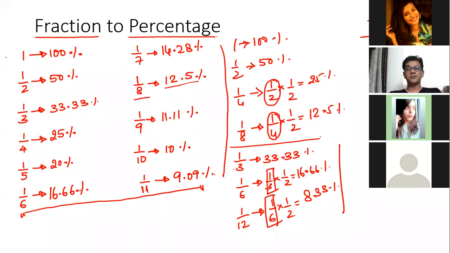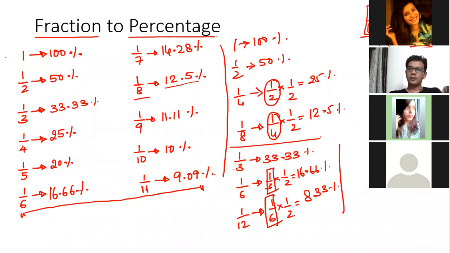Half of 1 by 4. What happens when you have a numerator, a denominator, and the whole is divided by another value? The denominator of this fraction goes down and gets multiplied with this. So what does it become? 1 by 8.